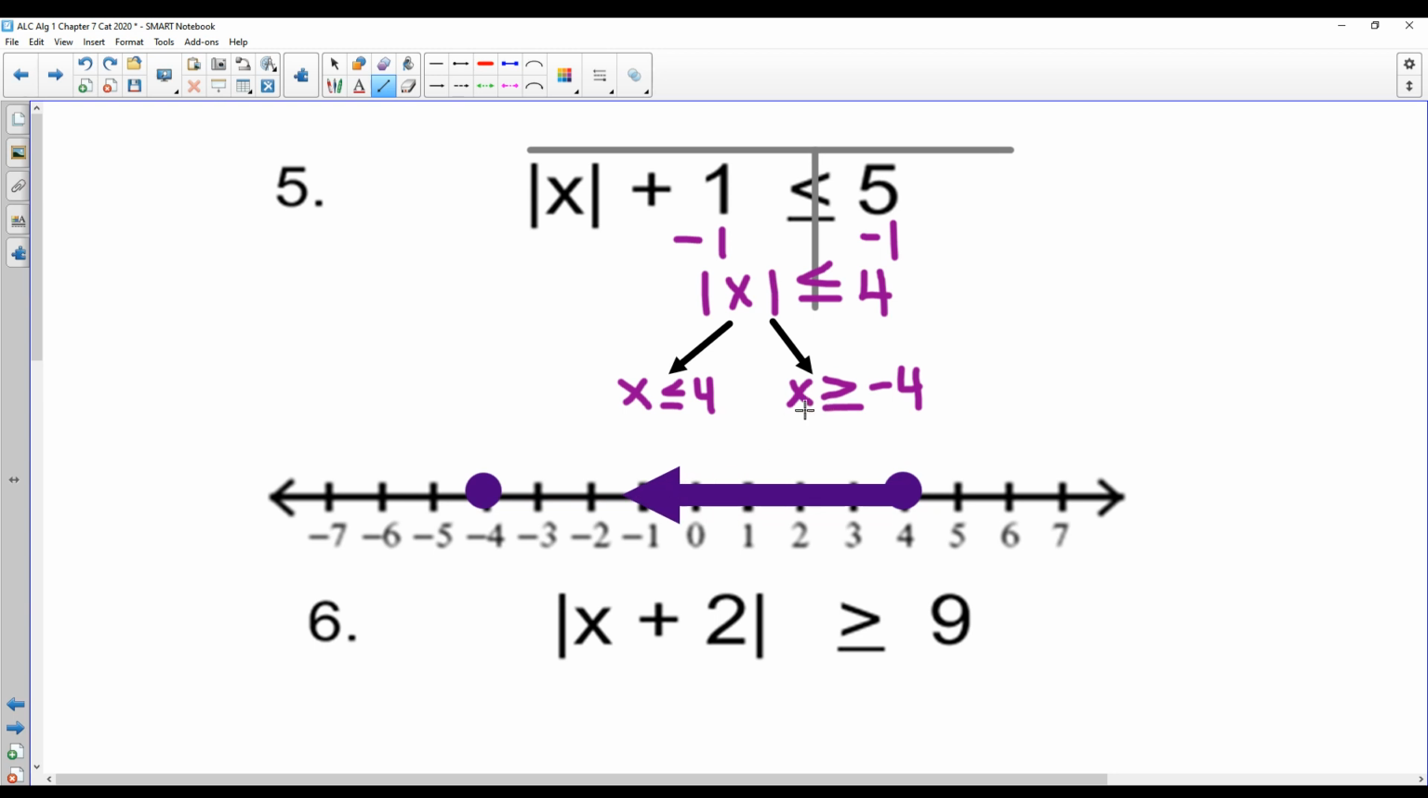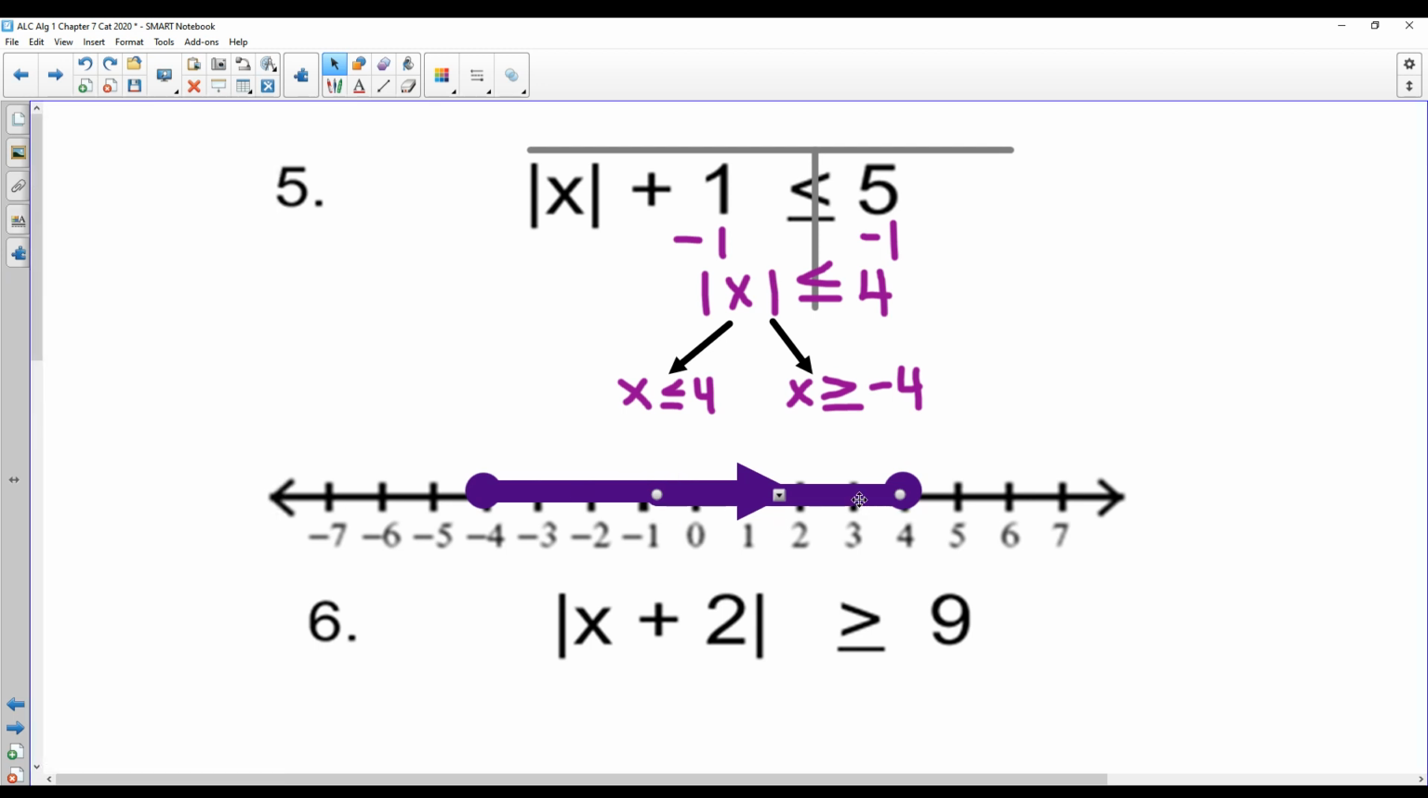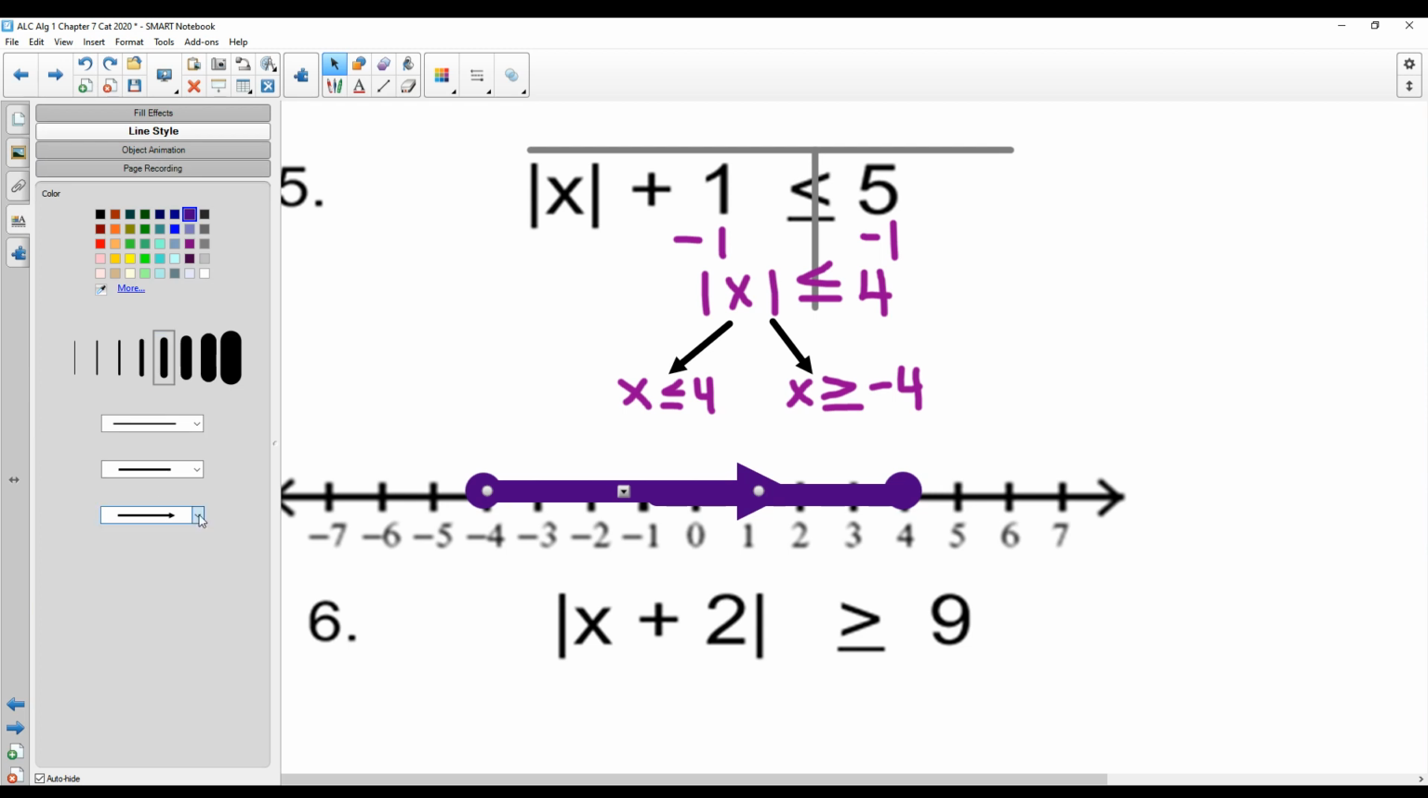And then here we have x is greater than -4. So if we're starting at -4, are we going to go to the left or the right? The correct answer is right. So actually, they overlap, and we no longer need our arrowheads. So again, this is an interval. And that's our solution.